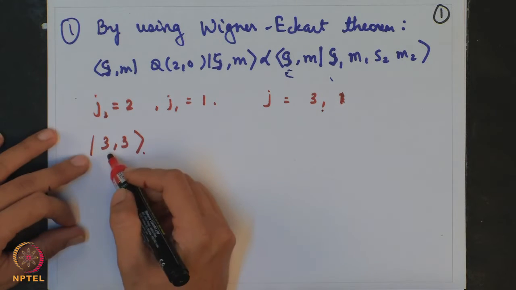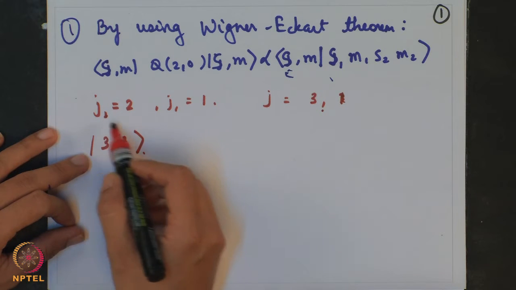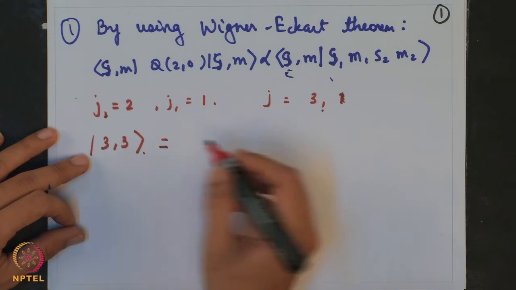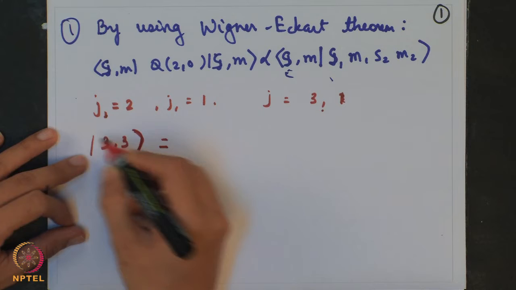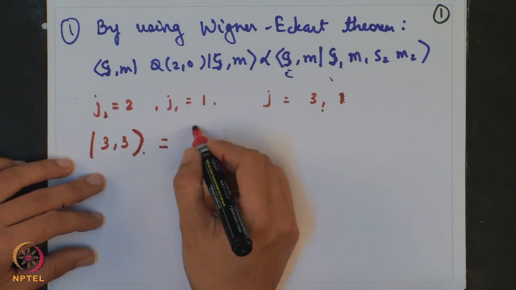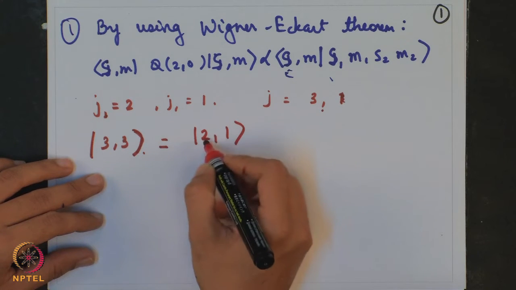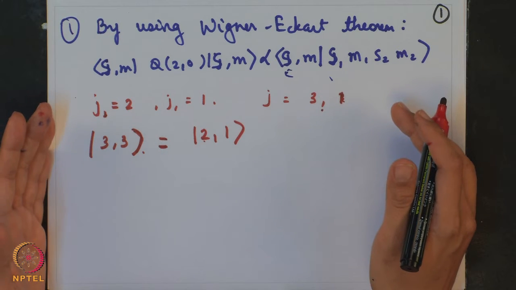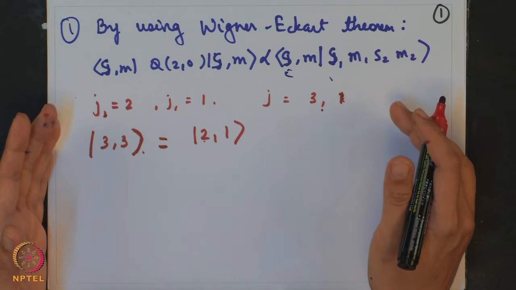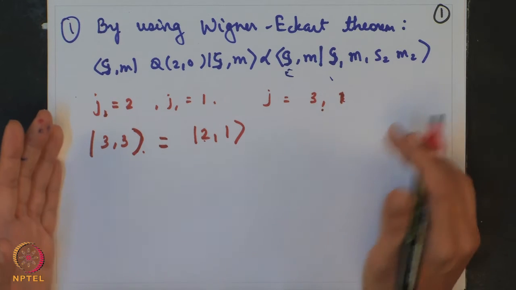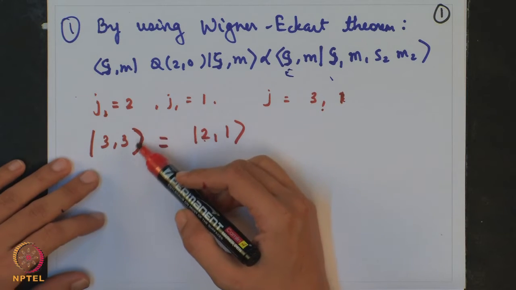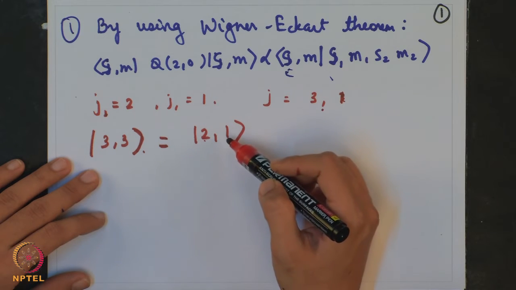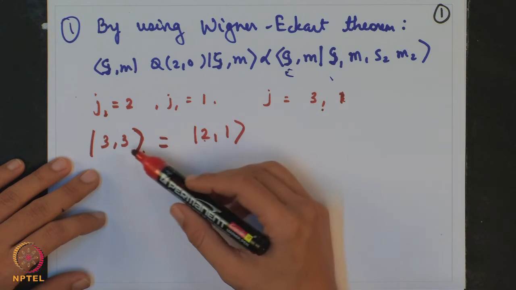When J is equal to 3 and M is equal to 3, that is capital J and capital M. Okay. So, this state will correspond to the coupled state. This state will correspond to 2 comma 1, this is M1 M2. So, when you draw this n by n matrix, this is the topmost corner of the matrix where you have the highest state, which will correspond to M1 is equal to M2 is equal to M.